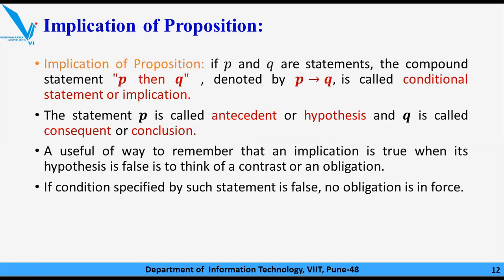The next logical operator is the implication of proposition. Now implication says if P and Q are statements, the compound statement P then Q, denoted by P arrow Q pointing towards Q, is called a conditional statement or implication. The statement P is called the antecedent or hypothesis, and Q is called the consequent or conclusion.